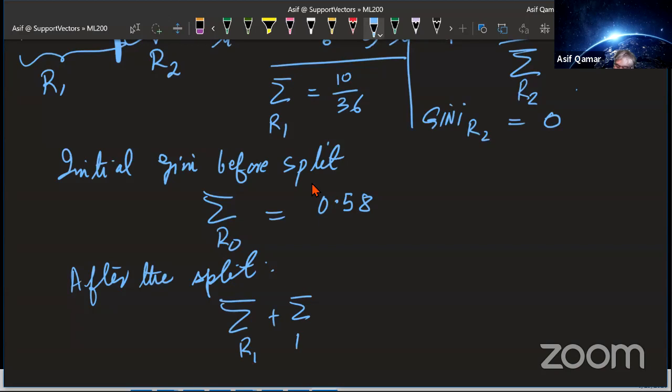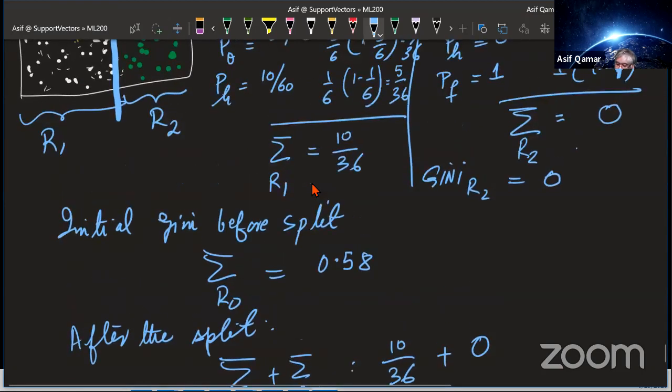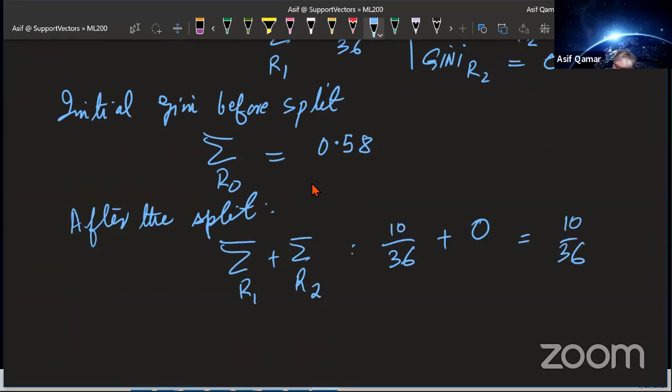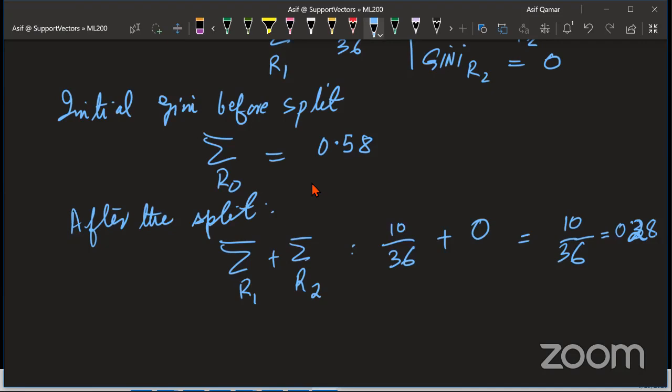for R1 plus R2, what is it? We are adding 10 over 36 plus 0. If you notice, this is 10 over 36. This is 0. And so what does that come out to be? 0.2 something. 10 over 36 is approximately equal to, would it be fair to say approximately 0.3 or less, actually 0.28 or something like that? If one of you were to pull out your calculator, you would see that it's something like that.